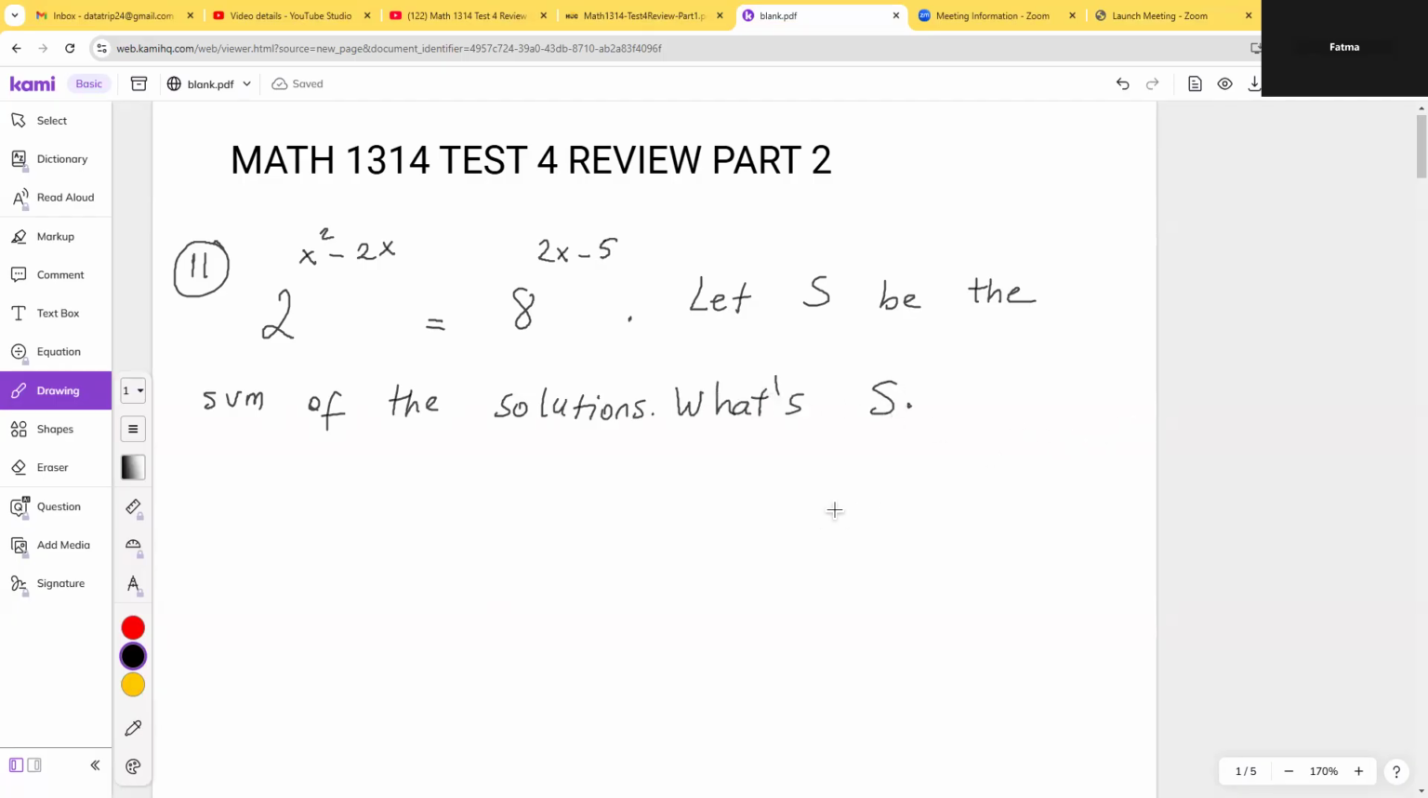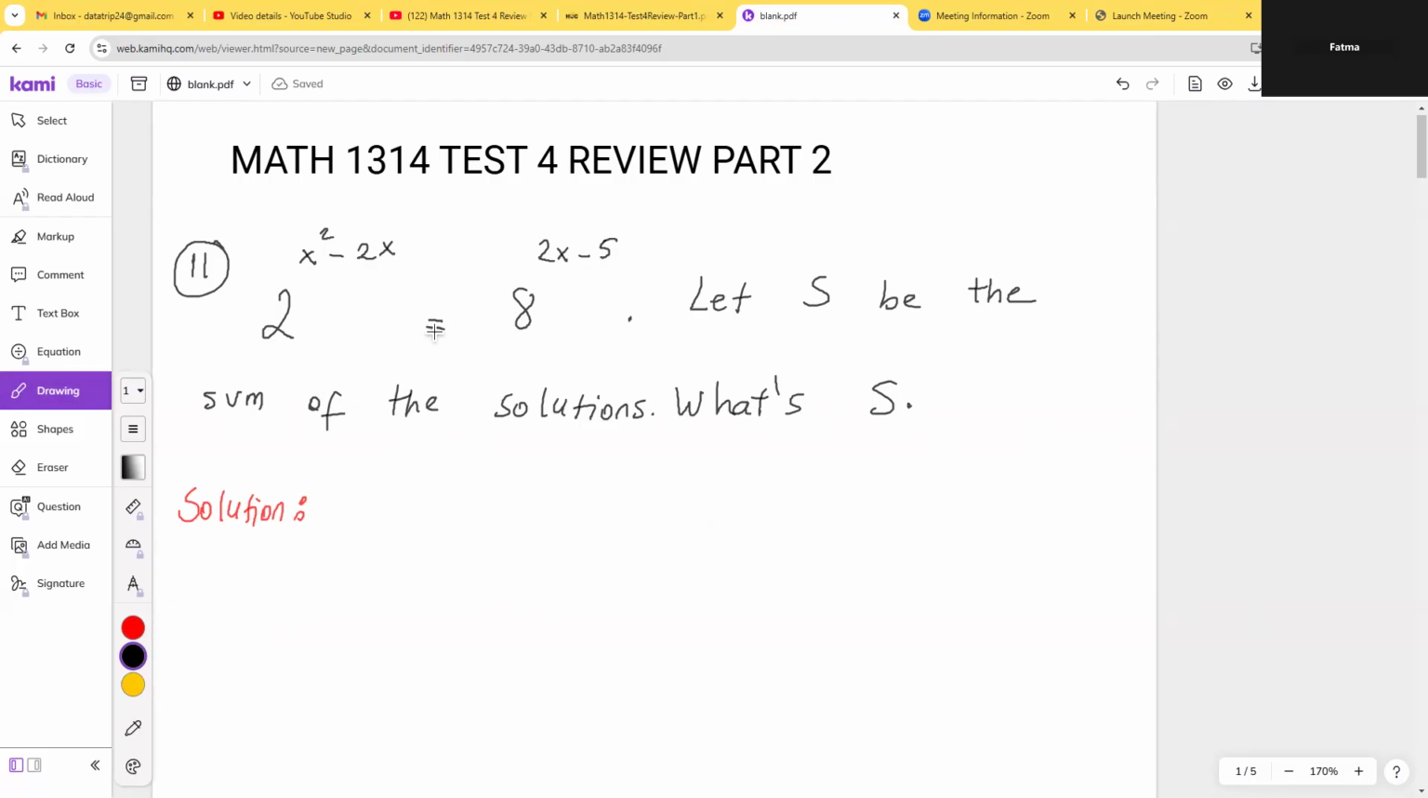This is question 11 on the test. So this is lesson 4.5. We have an exponential equation given: 2 to the power of x squared minus 2x is equal to 8 to the power of 2x minus 5. We're going to solve this equation for x. Okay, what do you think I should be doing first? What am I going to do?